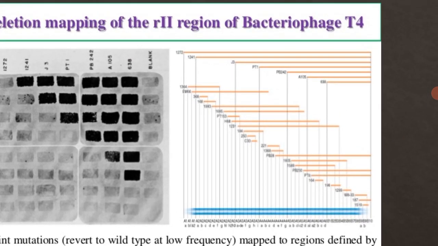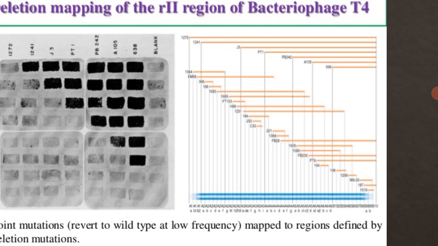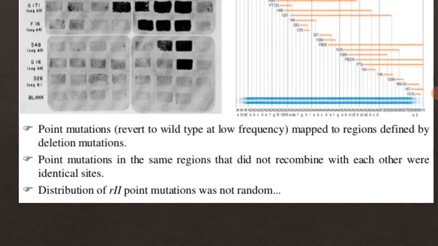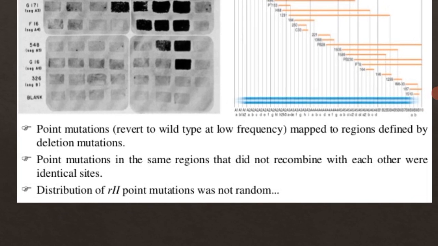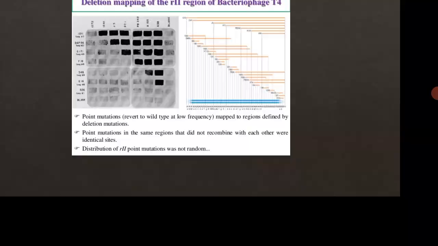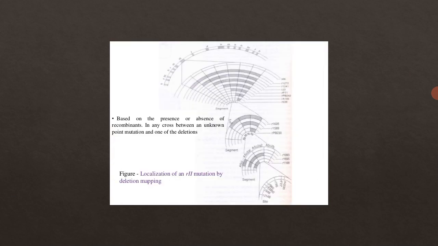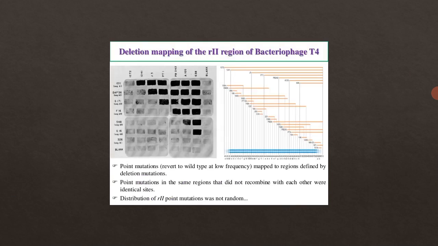So now you can see here is the deletion map. You can see here how they are mapping. This is the deletion mapping of the R2 region of the bacteriophage T4. That is also established. With the help of deletion mapping, the R2 bacteriophage genome has got mapped.